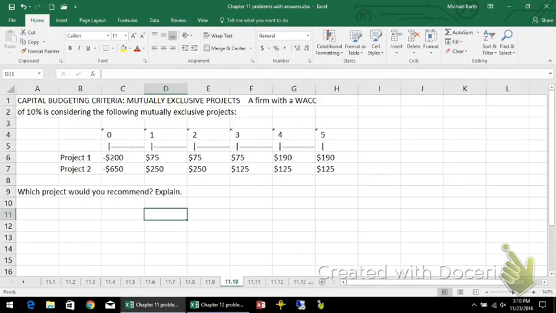When you're buying a house and you have a choice between 5 houses while you're out there shopping, you're not going to buy 2 houses because you can only live in one. So picking one house over another, a good example of mutually exclusive. All right, so a firm with a weighted average cost of capital is looking at these mutually exclusive projects. Which one would I recommend? Explain. I would calculate the net present value for both of these projects.